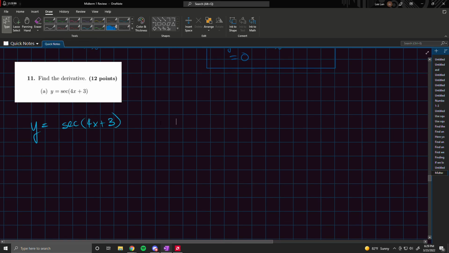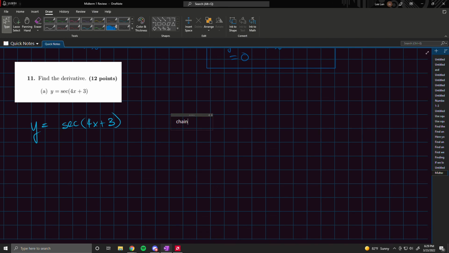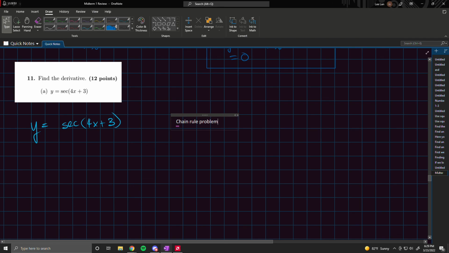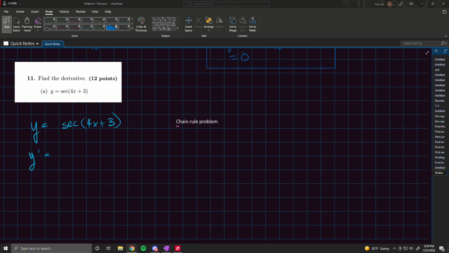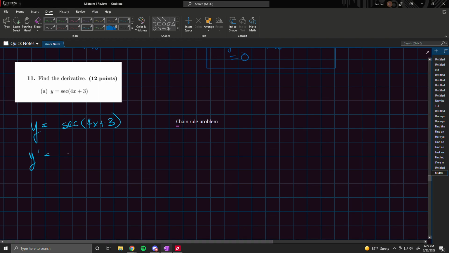So I guess we can ask what kind of problem this is. I see a chain rule problem, right? So now we need to use the chain rule. What's the derivative of secant? The derivative of secant is secant tangent, I believe. So secant of 4x plus 3 times tangent of 4x plus 3.